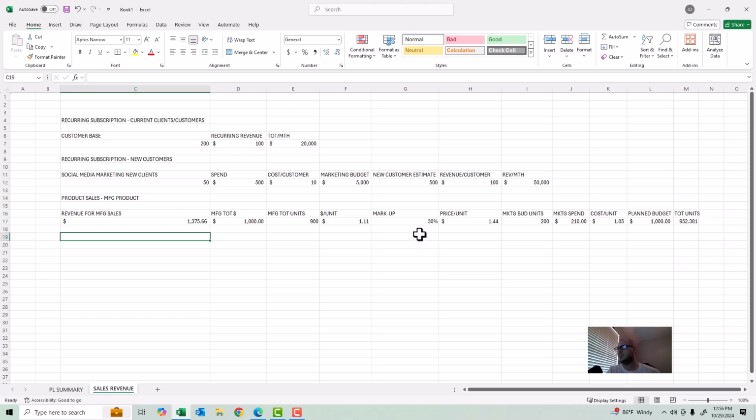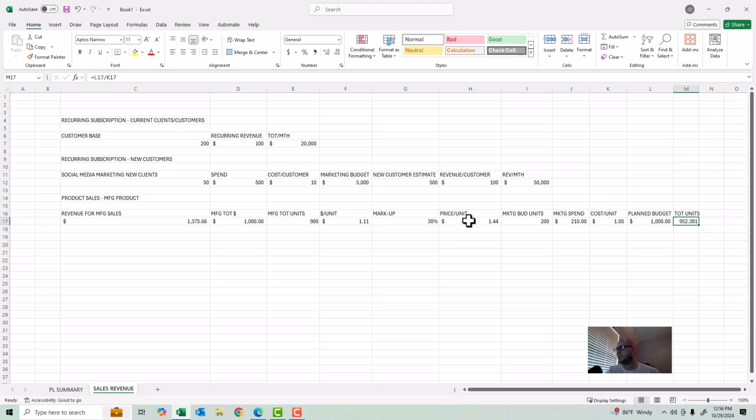and how we can use a markup percentage to determine our sales price. And once again, just like in the social media marketing new clients, we looked at what was our conversion rate. So in the past, how much are we spending to get how many new units sold? We're spending $210 to sell 200 units, so it costs us about $1.05 to get a new sale. I'm planning to budget $1,000 towards getting new products per month, so that should get me about 952 new units that I can sell.